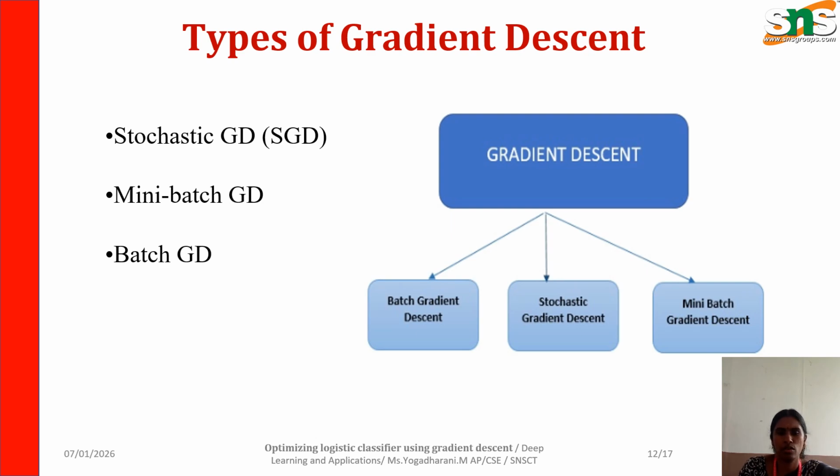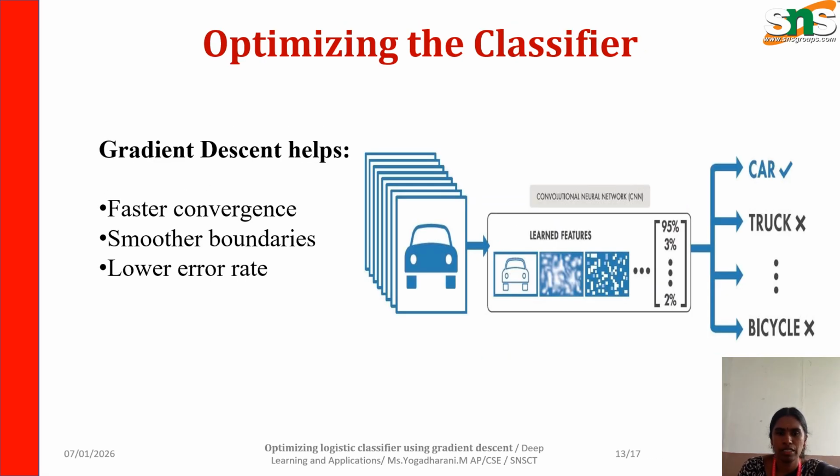There are three main types of gradient descent. Batch gradient descent uses the entire data set. Stochastic gradient descent uses one data point at a time, and mini batch gradient descent is a balance between both. Optimizing the classifier with gradient descent helps it converge faster, creates smoother decision boundaries, and reduces error rate. As training progresses, the model becomes more confident and accurate.